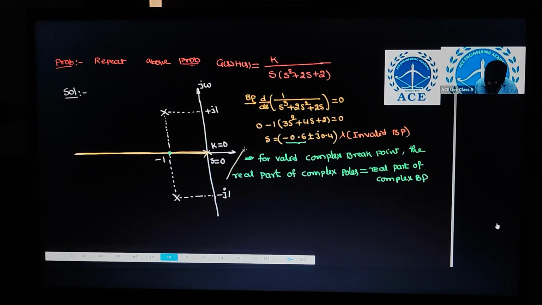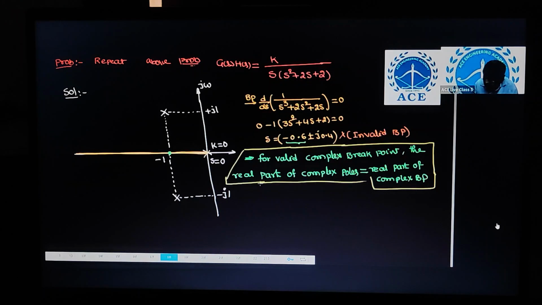Okay? What is the real part of the complex pole? Anybody? Minus 1. What is the real part of the complex break point? Minus 0.6. Is it equal? Not equal. So it is an invalid break point. Clear, all of you? In case minus 1 is there, it is valid, otherwise invalid. Right.